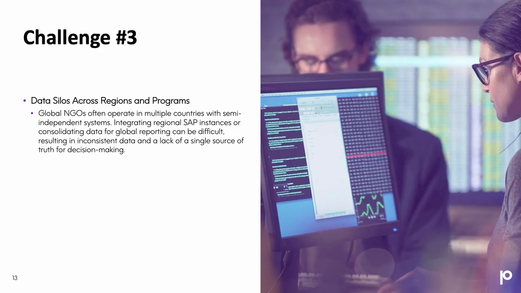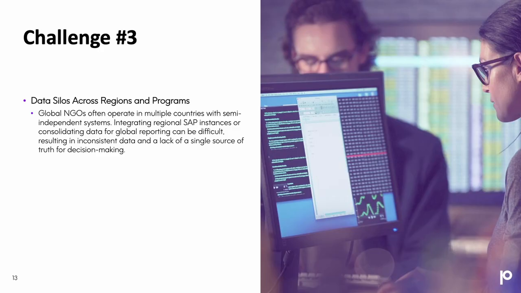We also see challenges around data silos across regions and programs. Global NGOs often operate in multiple regions, different countries, through different languages. You've got different currencies, lots of independent systems, and integrating those SAP systems and those SAP processes can be extremely difficult. Automating those in a unified way can really streamline and simplify a lot of those processes and give you the consistency that you often lack when you have these fragmented systems across regions and across different aspects of your organization.